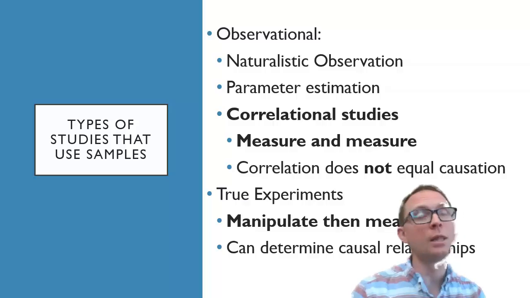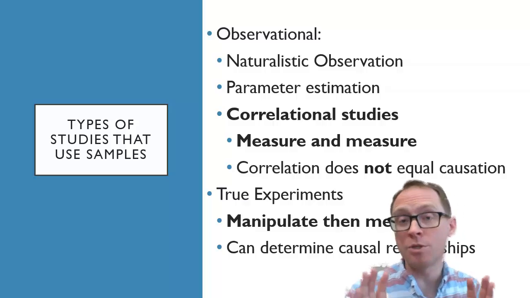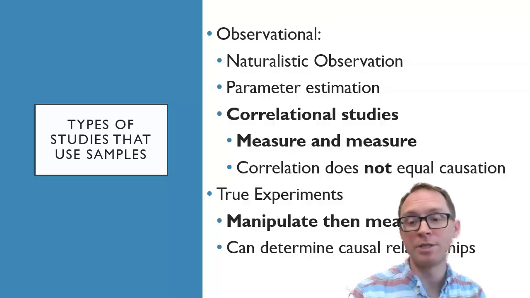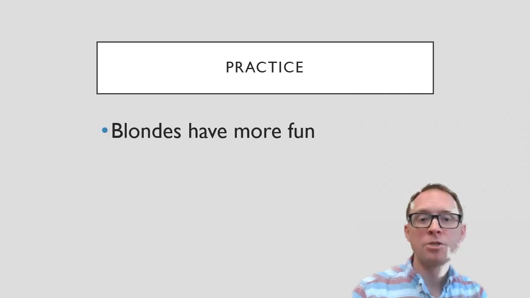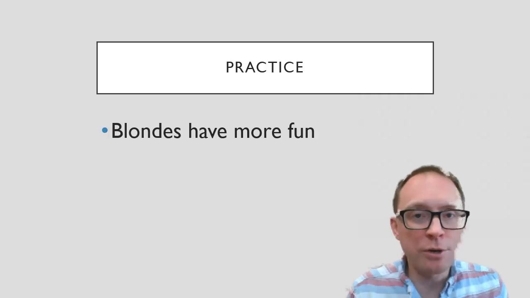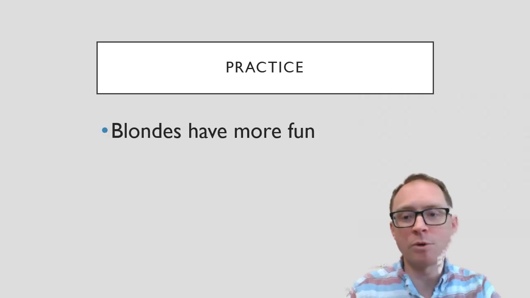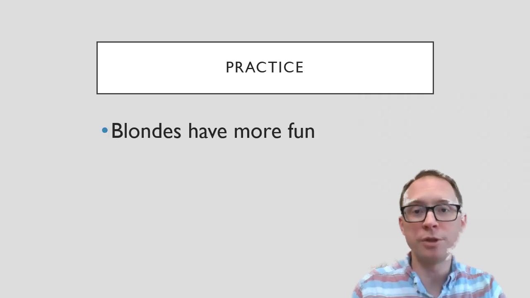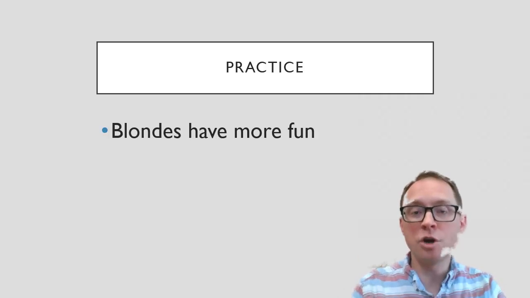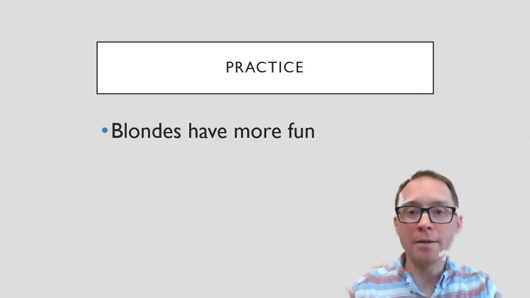And in psychology, we love experiments. We can't always do them on all the things that we care about, but we love to do experiments. So let's do a practice on this and see how this would work. You've perhaps heard the stereotype that blondes have more fun. Well, in psychology, we can actually test that. There's two ways we can do it. The big studies that you should know about are correlational studies and experiments.